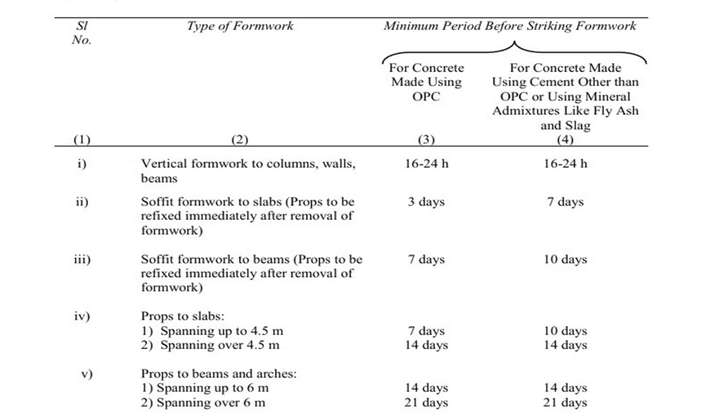Soffit formwork of slab, with props to be refixed immediately, that we call back propping. I will come to that later. That is 3 days for the OPC, and for other than OPC 7 days. And soffit formwork of beams, that is 7 days, and 10 days for the other than OPC. And props to slab. That means you can remove the shuttering, but immediately you have to reprop or back prop. Now, the props to slab you can remove for spanning up to 4.5 meter, 7 days and 10 days, and spanning over 4.5 meter, 14 days and 14 days.